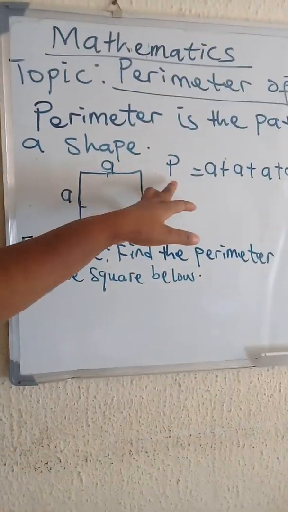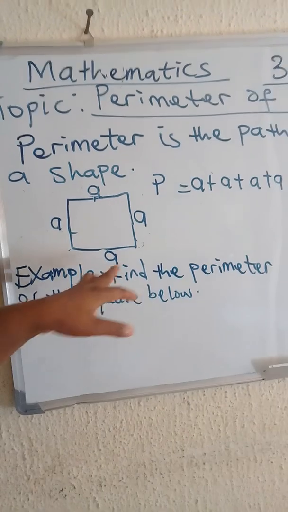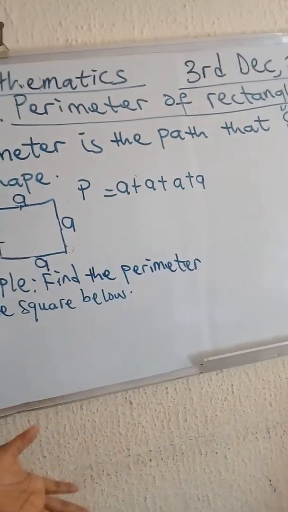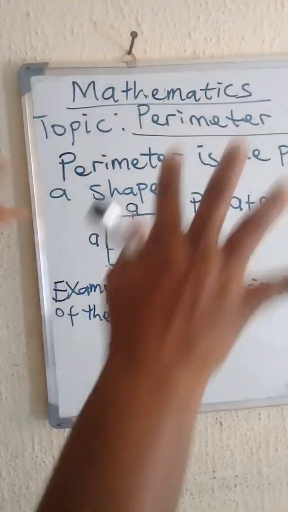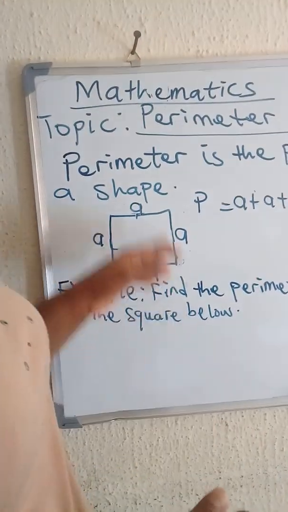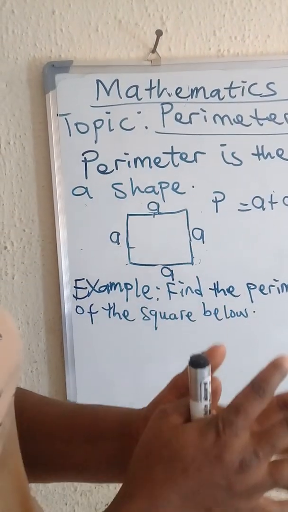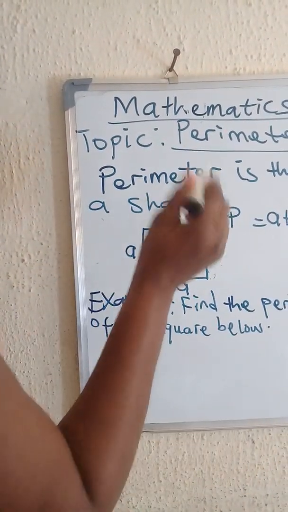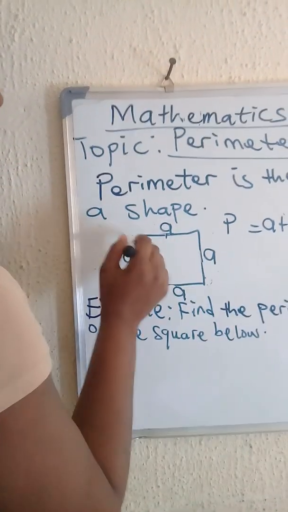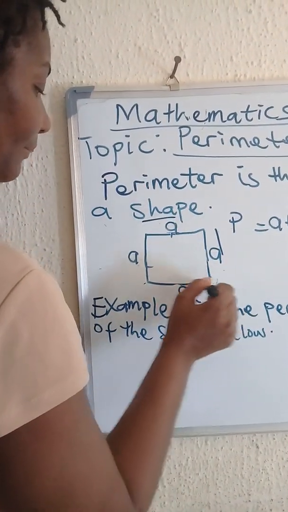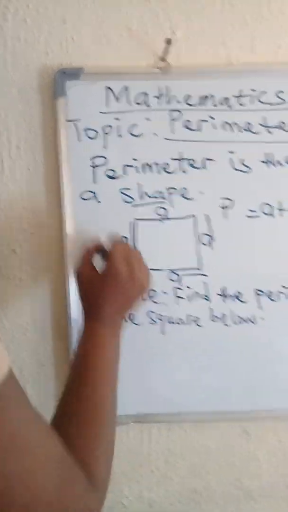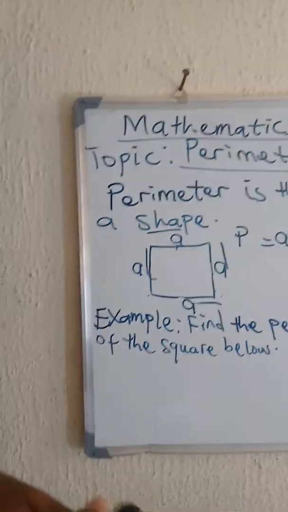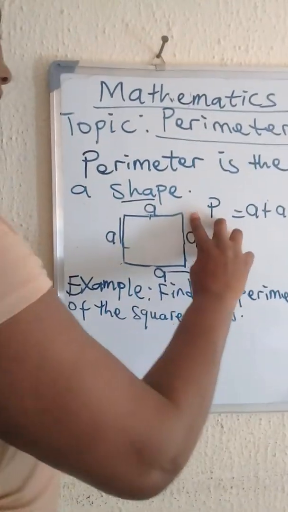Now the perimeter of a square is A plus A plus A plus A. You're going to use addition. You're going to add all the four sides of the square together to get the perimeter. Like I told you, the perimeter is the path that surrounds a shape. So when you're asked to calculate all these parts, you're talking about perimeter. Is that taken? All right, let's continue.